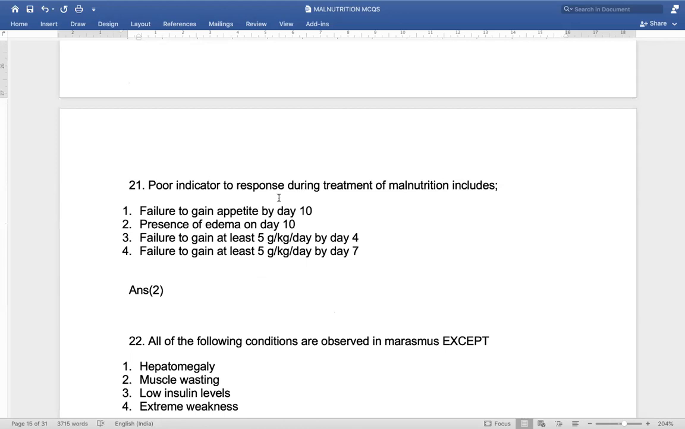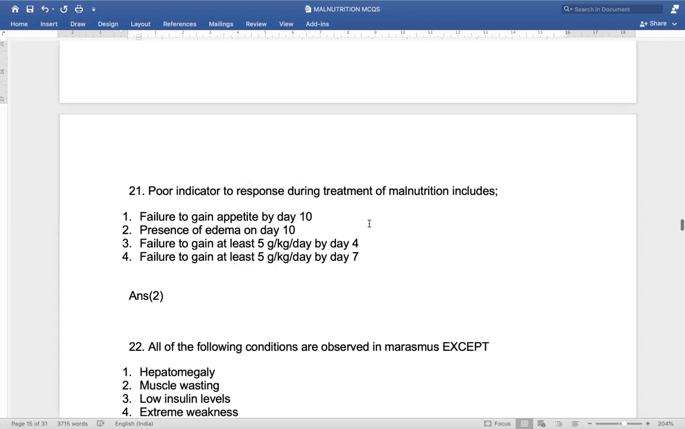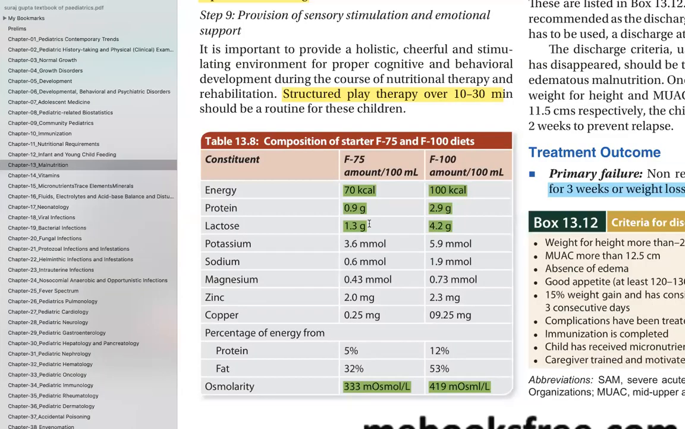So poor indicators of response during treatment of malnutrition include. So how do you say whether there is a primary failure of treatment during malnutrition or a secondary failure? So how you can remember is ApoE. That's what I used to remember. AP, that is ApoE protein, ApoE lipoprotein, that's what you study. AP for appetite. That is failure to gain appetite by day 4. Okay, so 2 things are in 4 and 2 things are in 10. That is how easily you can remember this.